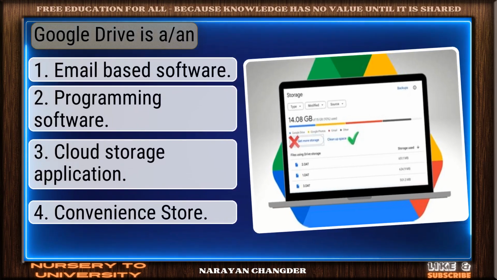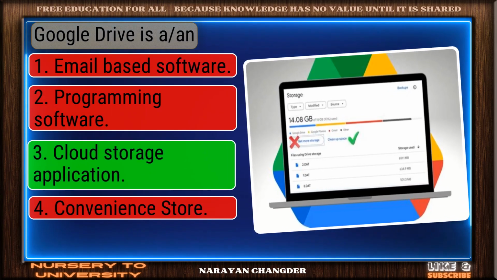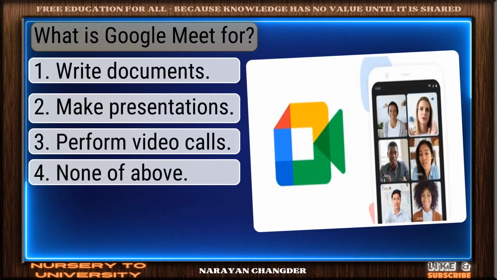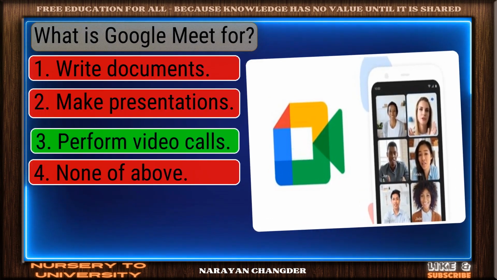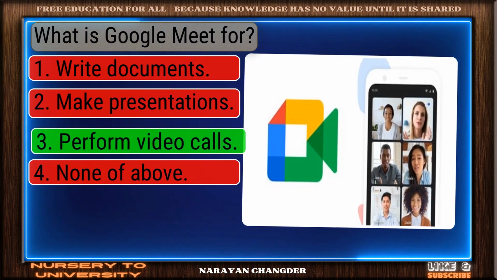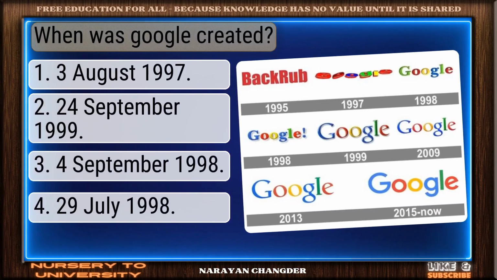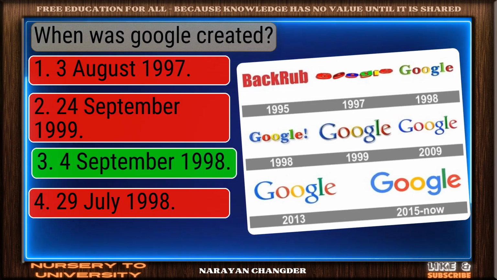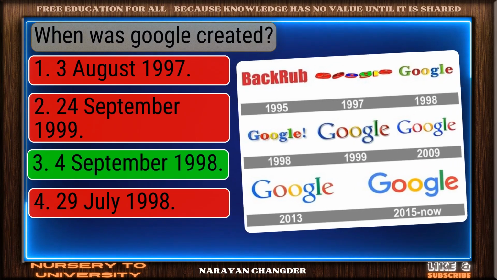Google Drive is a Dash. Nice work. You chose cloud storage application and it is correct. What is Google Meet for? Clear logic. Your choice perform video calls is sound. When was Google created? Correct response. 4 September 1998 is the most accurate answer.